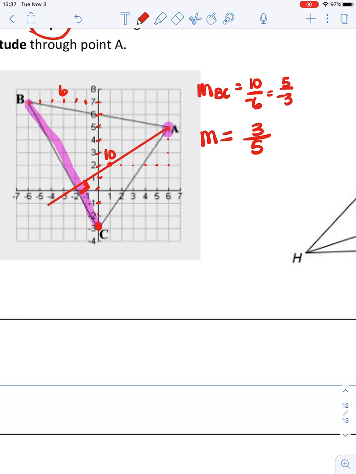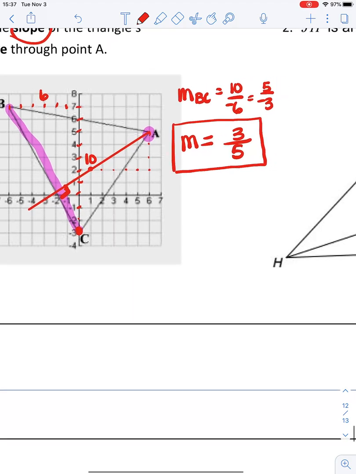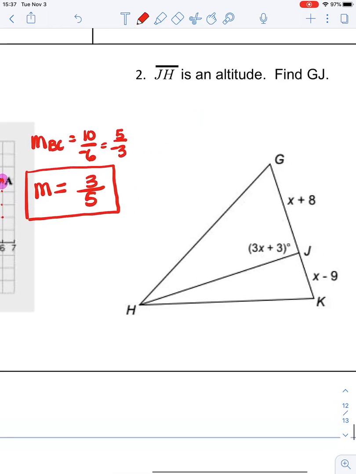And that would be perpendicular because I know that perpendicular lines have opposite reciprocal slopes. So I can see where it passes and what the altitude looks like. But this is actually the answer to this question, is to find the slope. So to find that slope, I have to find the slope of the line that it's passing through, and then I have to find the opposite reciprocal of that because that's perpendicular slopes.